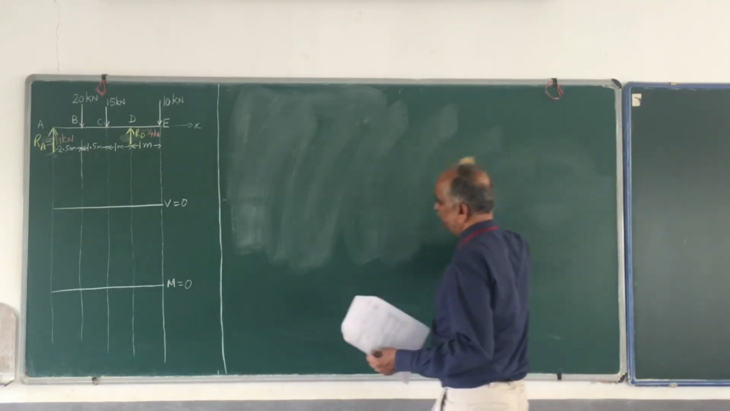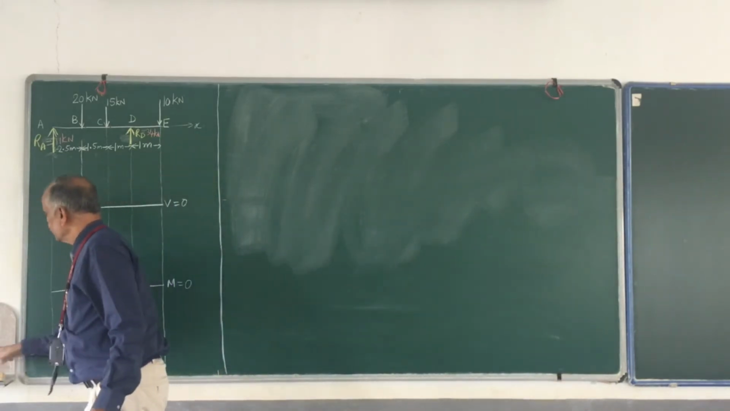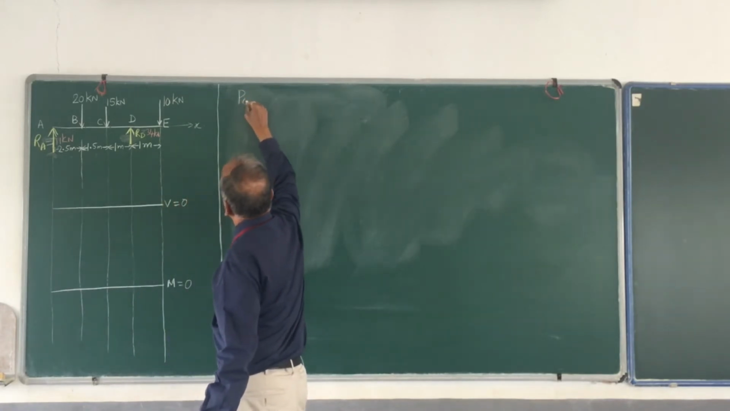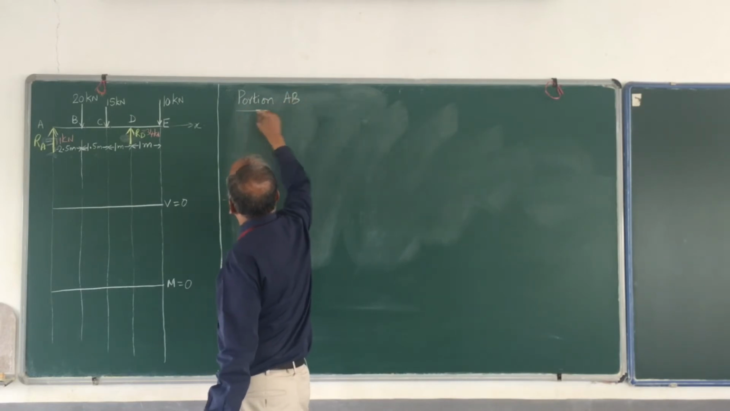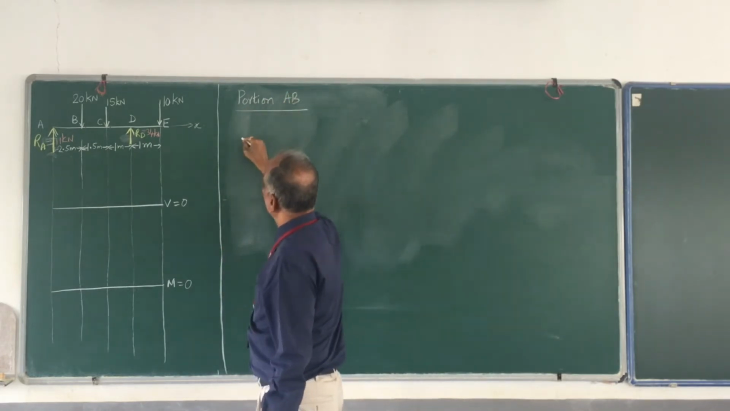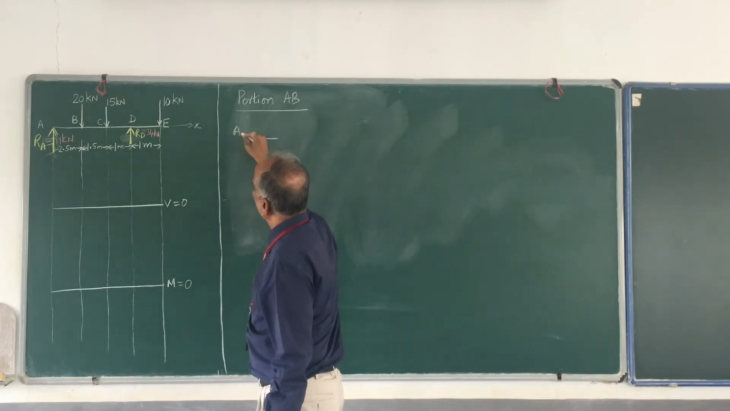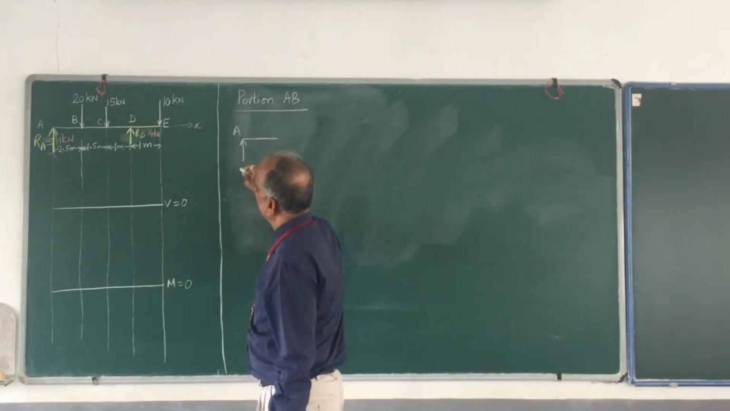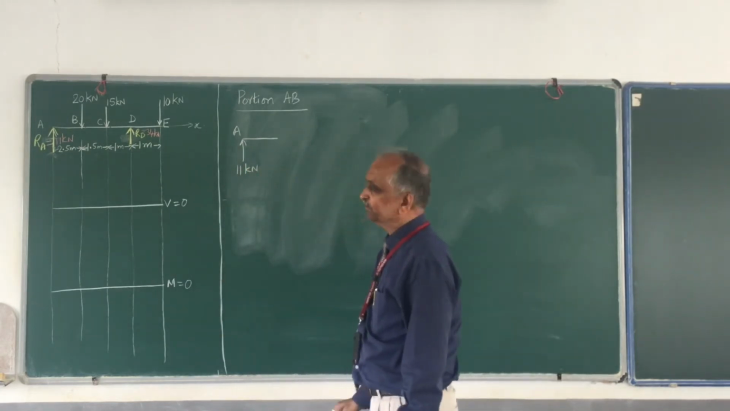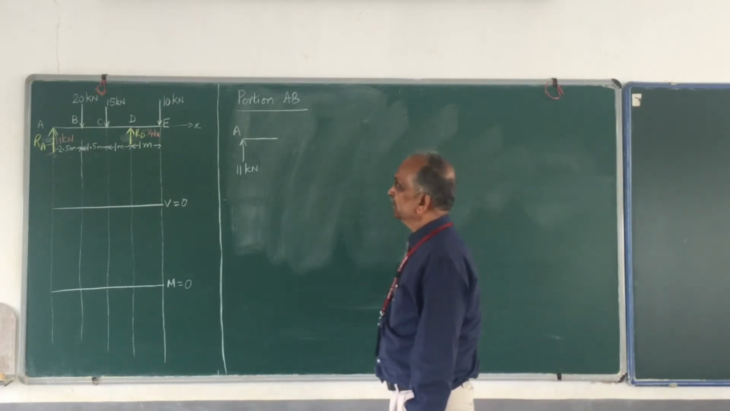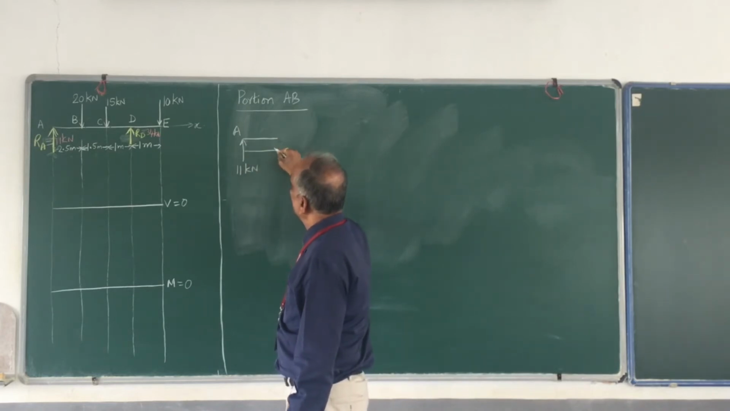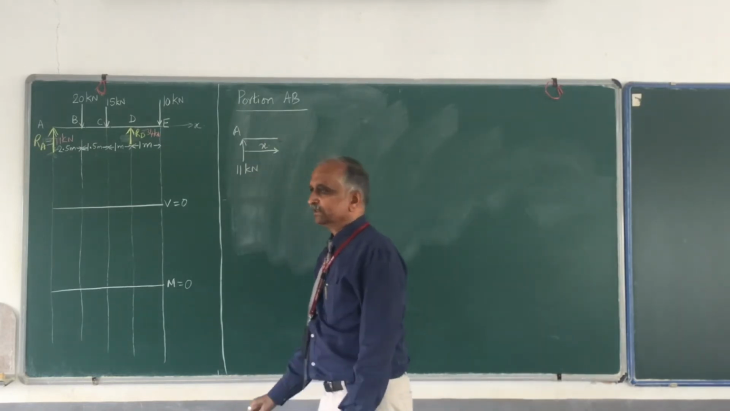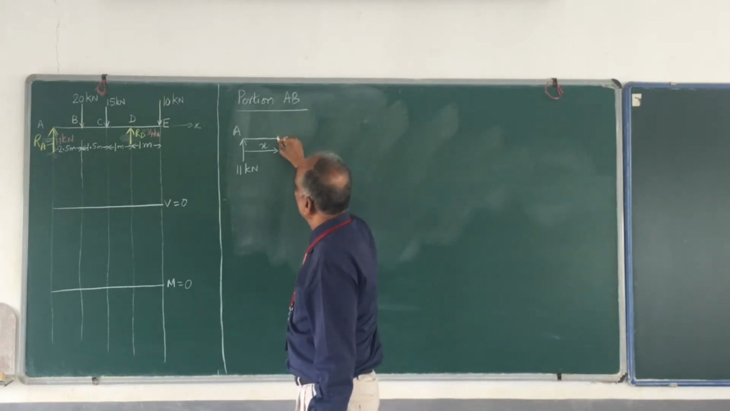So A is the reference. Number one, portion AB. Okay, draw the free body diagram. So this is my A. This is RA, that is nothing but 11 kilonewton. The name RA is not important for me. How much force is there, that is important for me. Okay, so this is A. Please remember this is not B. And this distance is X. This is where you have to cut it.